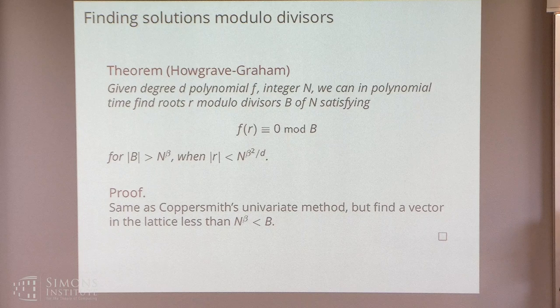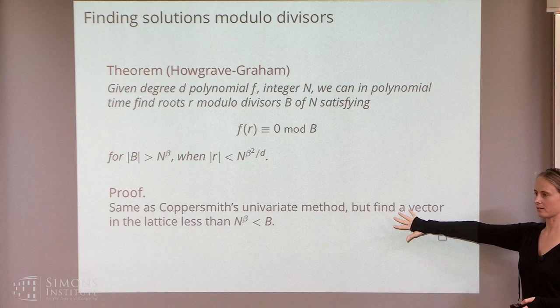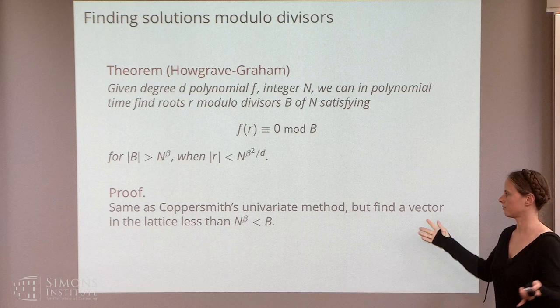And the proof is basically the same as Coppersmith's univariate method, so what I just showed you. Instead of finding a lattice vector that's less than n, we're looking for a lattice vector that's less than n to the beta, which would be less than b.